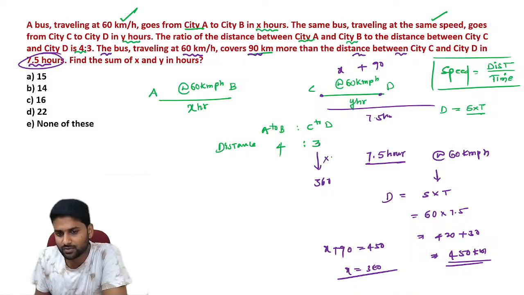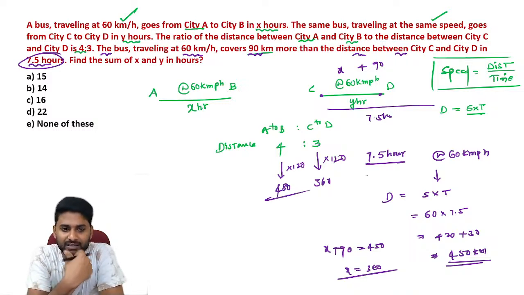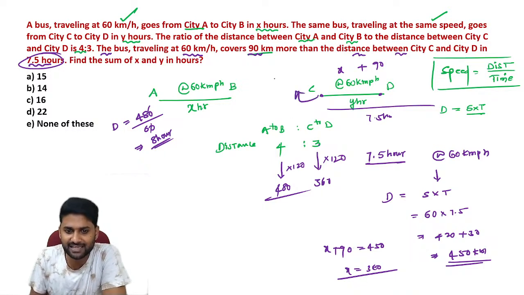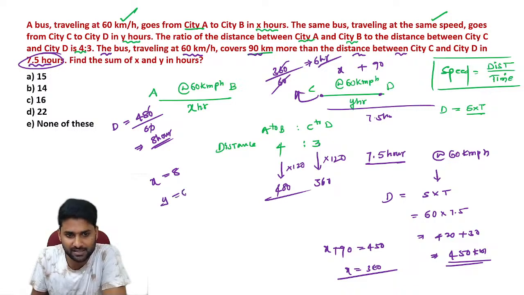If 3 units is equal to 360, then each unit is multiplied by 120. In the same way, the distance between A and B is multiplied by 120, and it becomes 480. Then we have the distances. Now the question: what is the value of x and y? If the distance is 480 and the speed is 60 km per hour, it takes exactly 8 hours. In the same way, the distance between C and D is 360 at a speed of 60 km per hour, so it takes only 6 hours. If x is equal to 8 and y is equal to 6, then x plus y is equal to 14 hours.